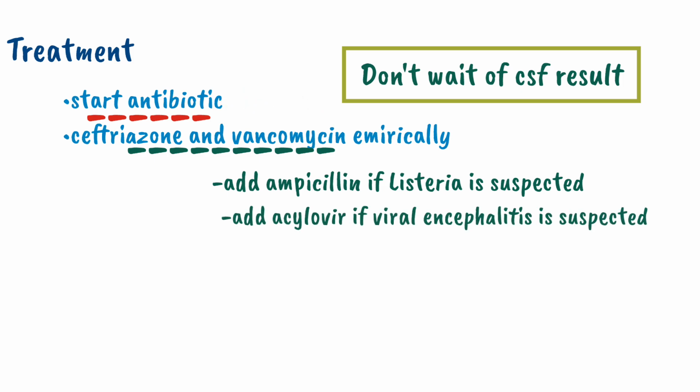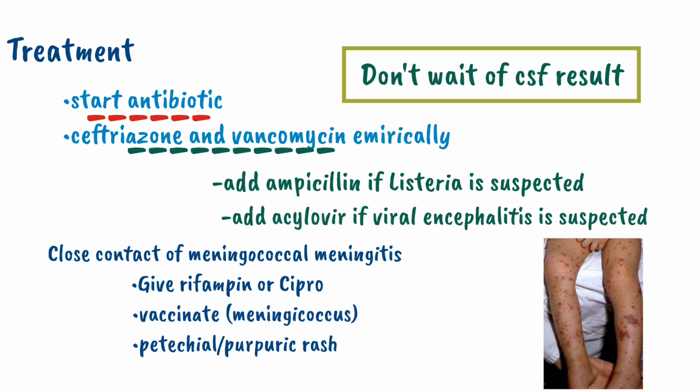Other than this, if there is a close contact of meningococcal meningitis, give rifampin or ciprofloxacin and vaccinate against the meningococcus. The point which I would like to highlight here is what will give us the clue that a patient has meningococcal meningitis. The characteristic feature of meningococcal meningitis is a petechial or purpuric rash. You can see the petechial and purpuric rash which occurs in meningococcal meningitis.